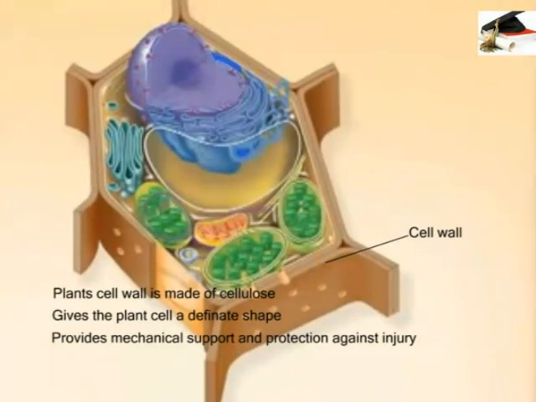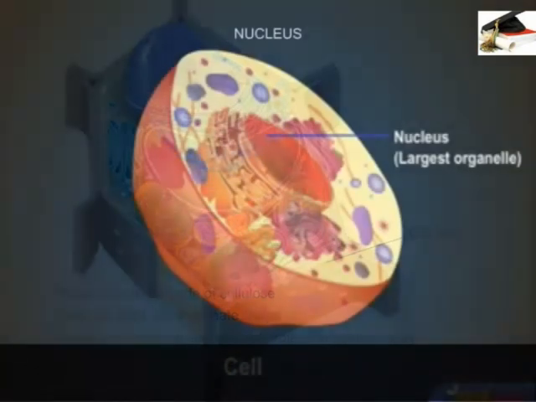Cell wall. The cell wall is the rigid outer cover of the plant cell and some lower organisms. In plants, it is composed of cellulose fibers. It gives the plant cell a definite shape as well as providing mechanical support and protection against mechanical injury. The cell wall allows gases, water, and other substances to pass through it.